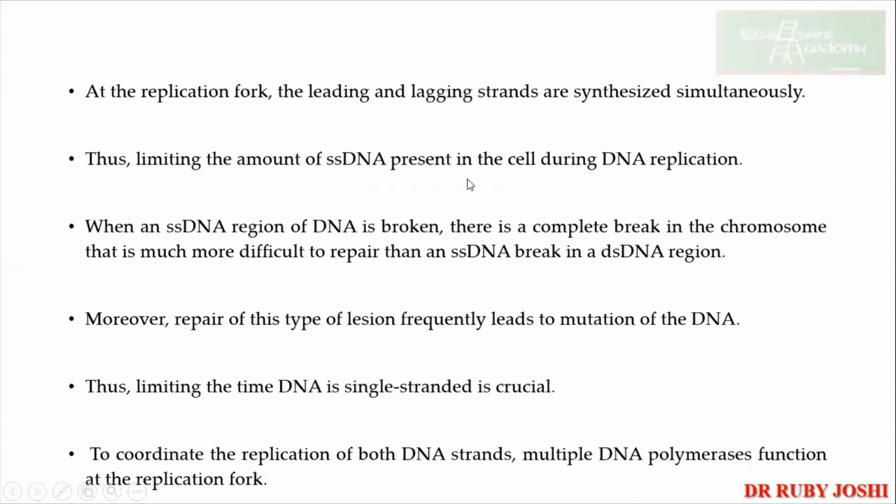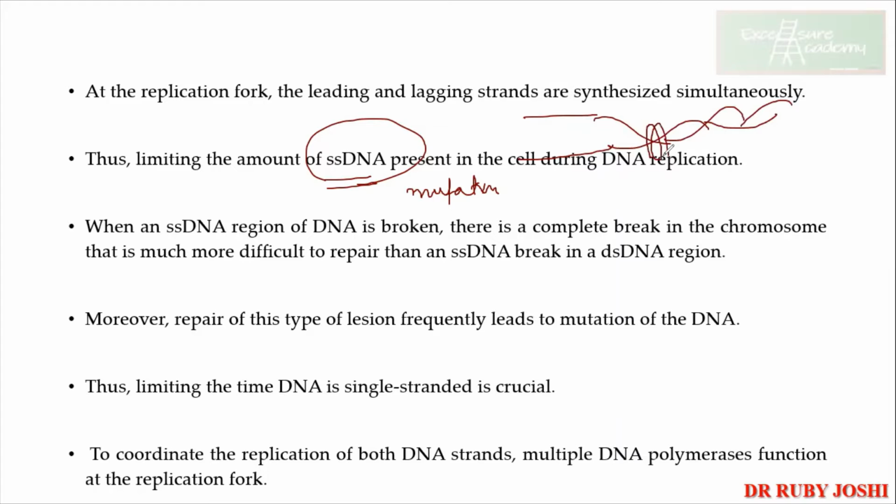So at the replication fork, the leading and the lagging strands are synthesized simultaneously. Okay, and limiting the amount of single-stranded DNA present in the cell during DNA replication. Now this is also very important because you can't keep DNA single-stranded for a long time because this will be considered as a mutation in the cell. ठीक है? तो जैसे ही आपका डबल हेलिकल सिंगल स्ट्रैंडेड हुआ ऐसे, ओके, यहाँ पे आपका हेलिकेज आगे आगे जा रहा है एंड यहाँ पे आपका डीएनए पॉलीमरेज सिंथेसाइज कर रहा है. तो as soon as the DNA strands are getting single stranded, very fast, very rapidly, the DNA polymerase are synthesizing and making the new strands of DNA.